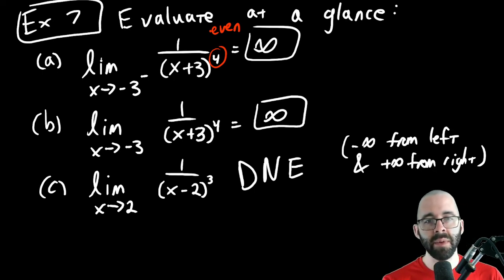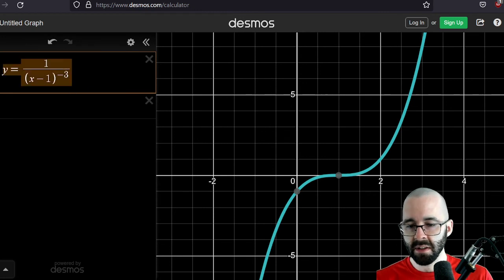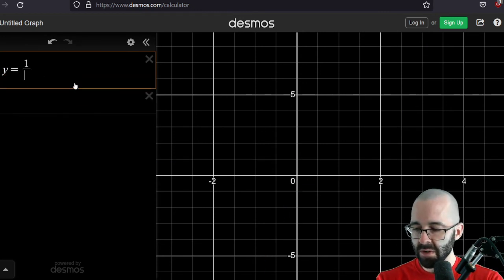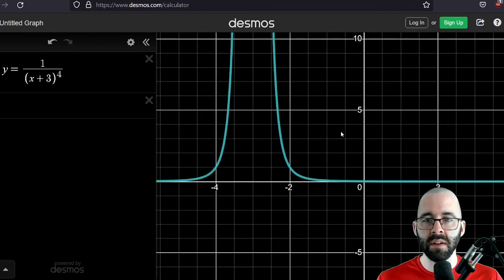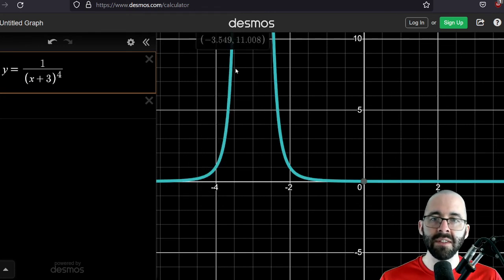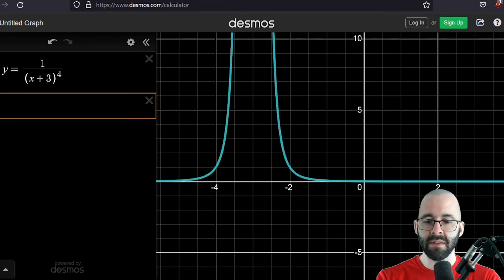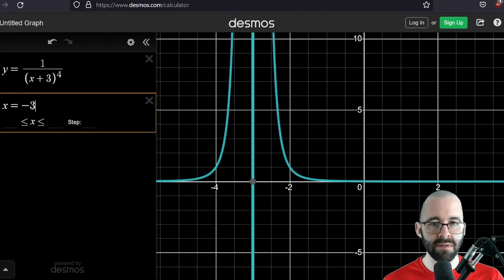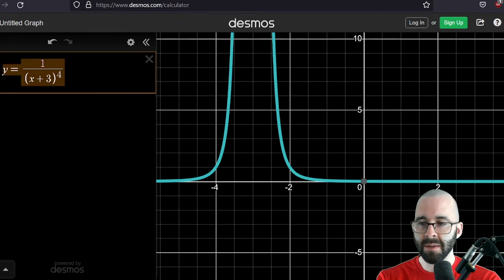Last thing for this video, I just want to show these ones that we've talked about. If we look at the function 1 over (x plus 3) to the 4th, and we were asked, what is the limit from the left? Well, yes, it's positive infinity. Part B asked for the two-sided limit. Again, at this vertical asymptote, the function's going to positive infinity, so the two-sided limit is also positive infinity. That was our answer for part B.